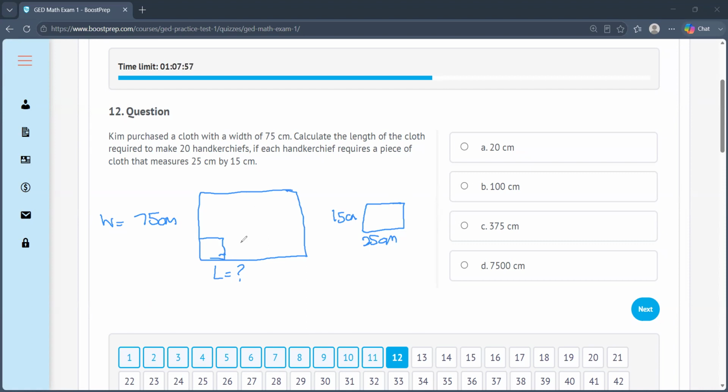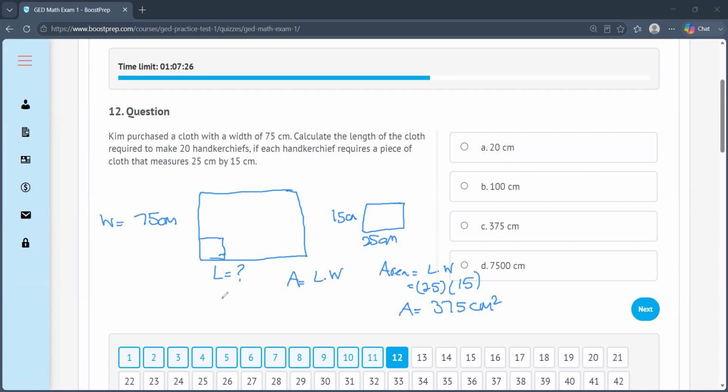So what you need to know is some formulas. The area of a rectangle is length times width. Let's find the area of the handkerchief. The area of the handkerchief is length times width, where the length is 25 by 15. So that area is 375 centimeters squared.